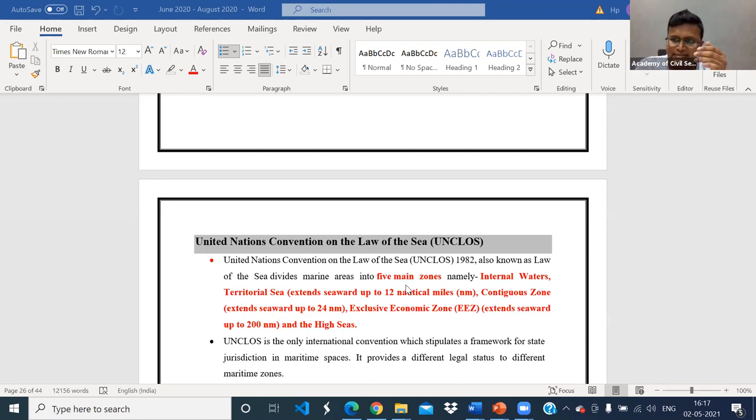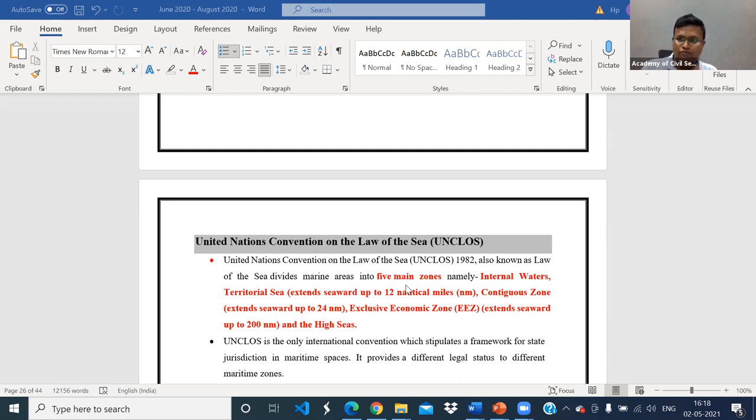Now the problem that happens is that Indian fishermen will be in India's exclusive economic zone, below 200 nautical miles. But by that time, they enter the territorial sea of Sri Lanka. Territorial sea means 12 nautical miles. By moving into 200 nautical miles, obviously not that much, even by going into the contiguous zone, sometimes you will reach the territorial sea of Sri Lanka by mistake. Then they are arrested because the territorial sea of Sri Lanka is a sovereign part of Sri Lanka.